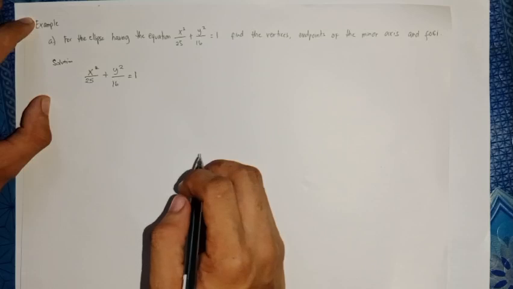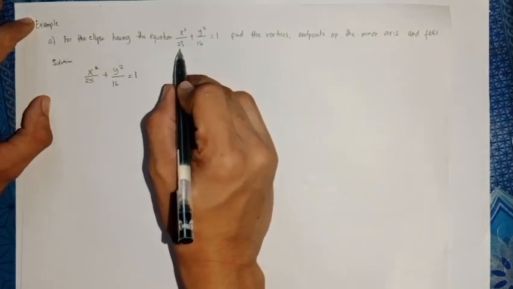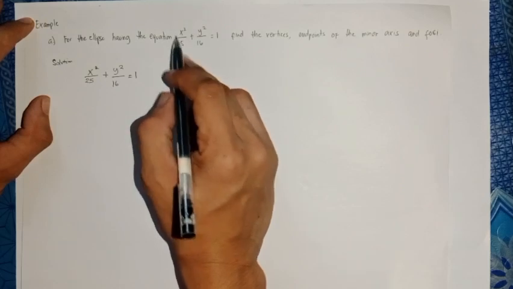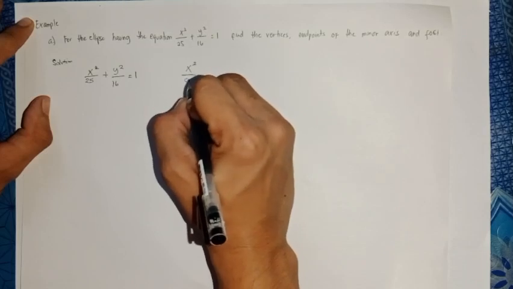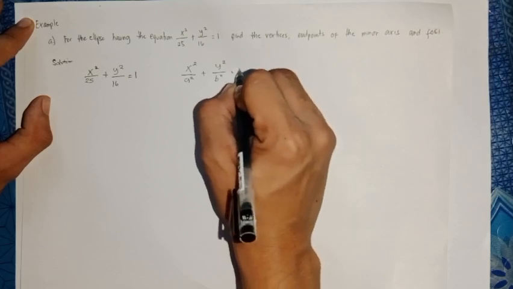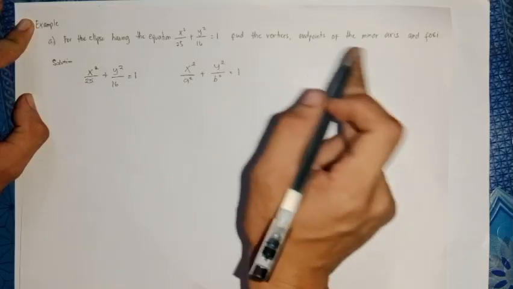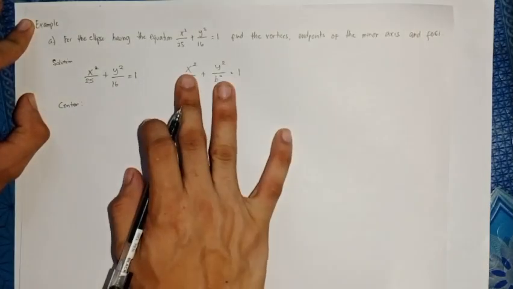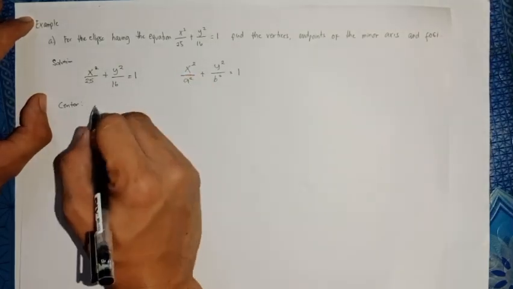As you notice, it has the longest diameter, meaning our major axis lies on the x-axis. So x squared over a squared plus y squared over b squared is equal to 1. This is now the formula that we are going to use. Now, first find the center. Since it has no h, k, meaning the center is at the origin, so (0, 0).